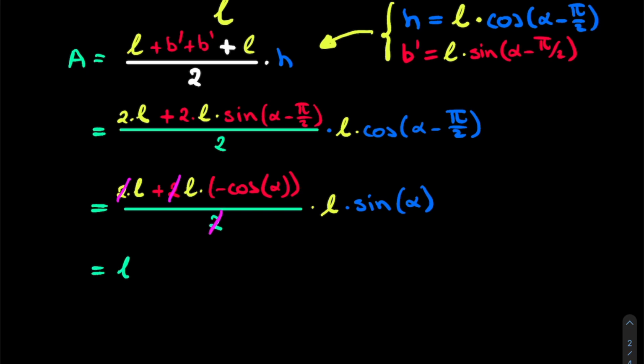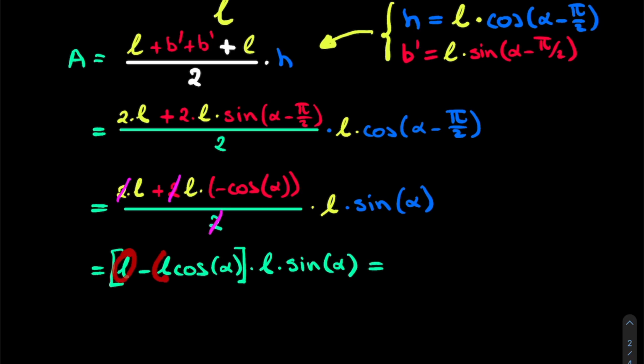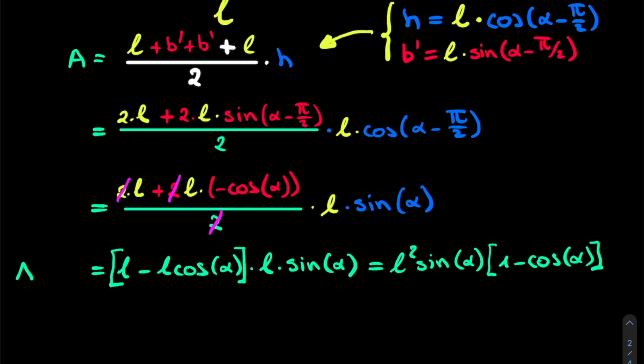We get L minus L times the cosine of alpha, and then this we multiply again by L times the sine of alpha. And if we factor out this L right here, then we get L squared multiplied by the sine of alpha times 1 minus the cosine of alpha. And again, this is the area of our trapezoid as a function of alpha.